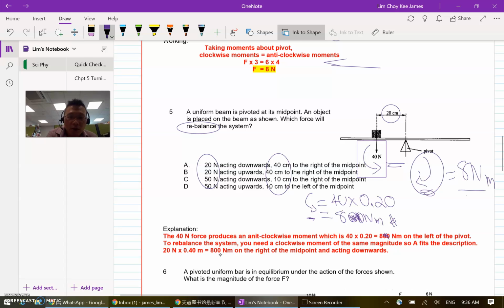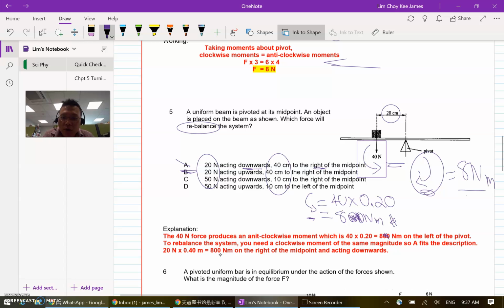Which of them is a clockwise moment? Option A: downwards, acting on the right of the pivot. If the pivot is in the center, 20 Newton on the right side causes it to rotate clockwise. So A is possible, it gave me a clockwise moment. Option B: upwards, 20 Newton, right side, it pushes up, so the ruler will rotate anti-clockwise. So option B doesn't give me a clockwise moment, so this will not be my option.